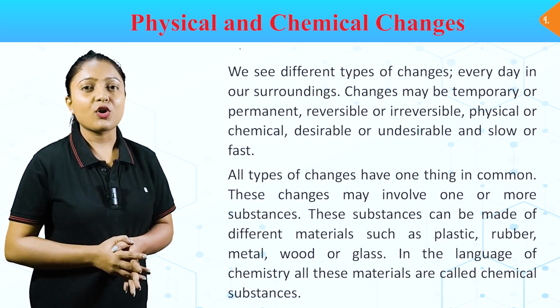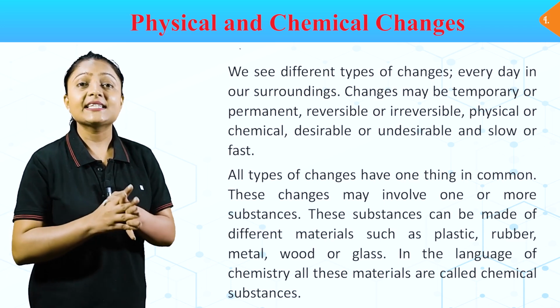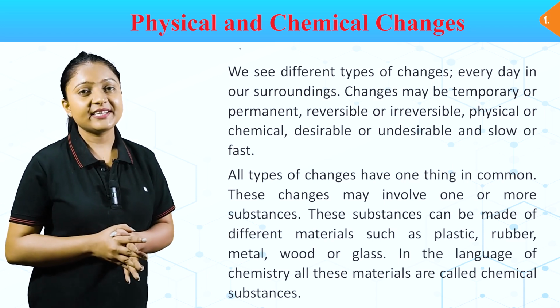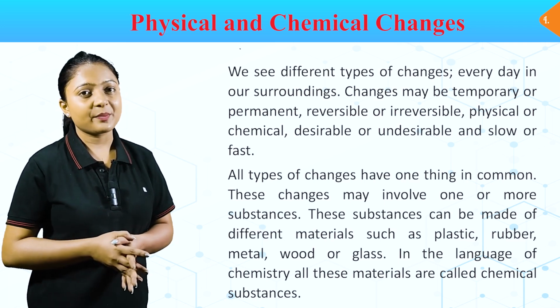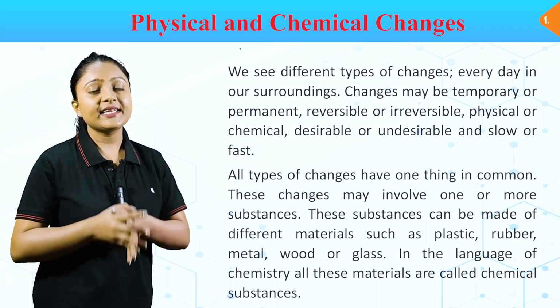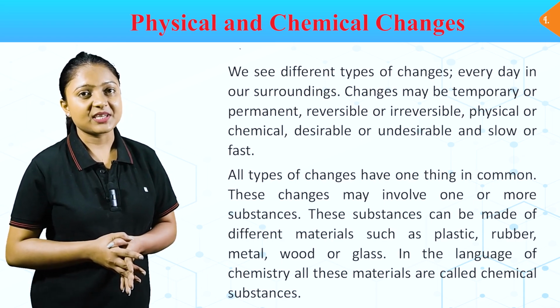These changes may involve one or more substances. These substances can be made of different materials such as plastic, rubber, metal, wood, or glass. In the language of chemistry, all these materials are called chemical substances.